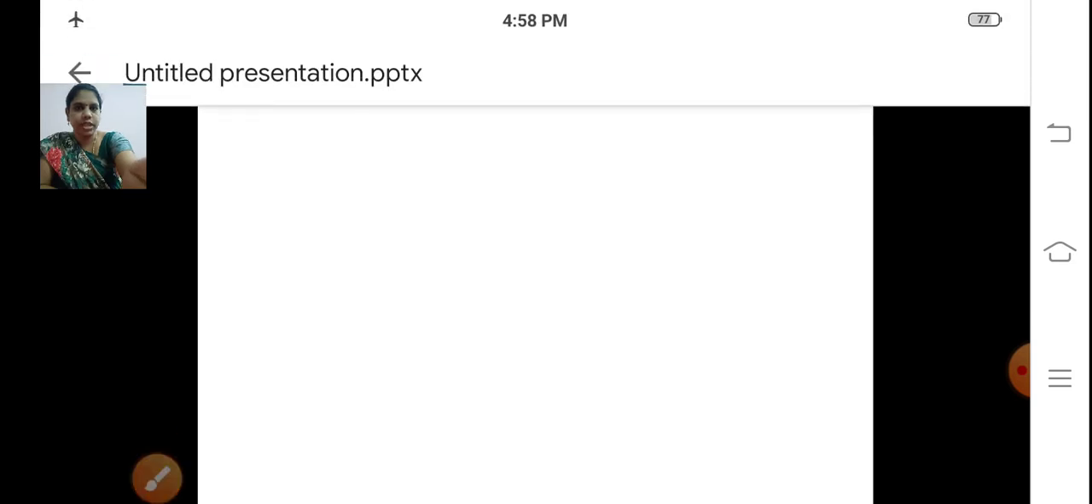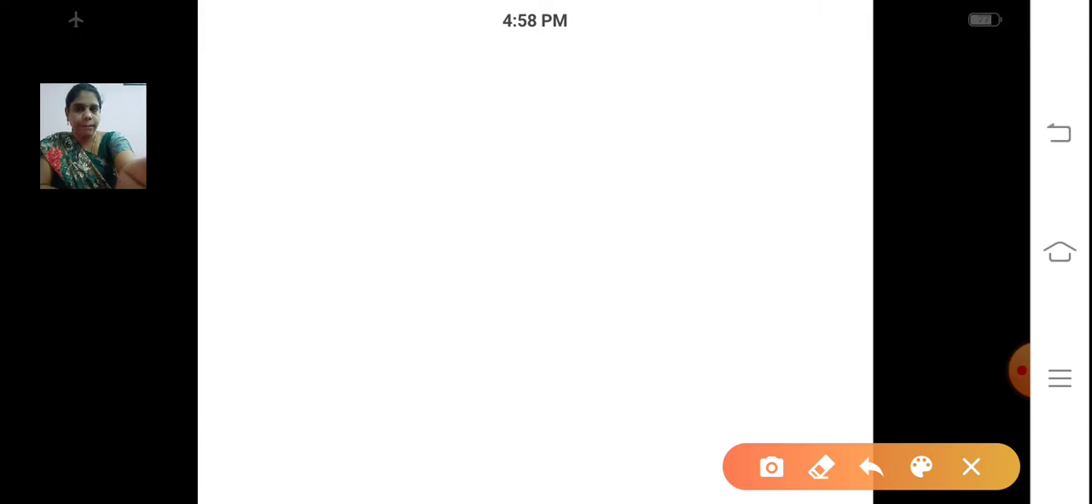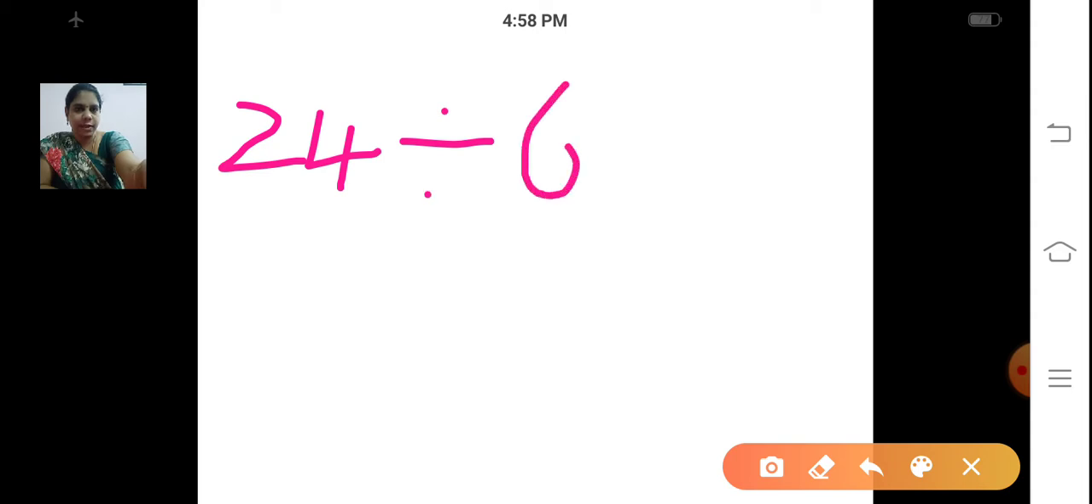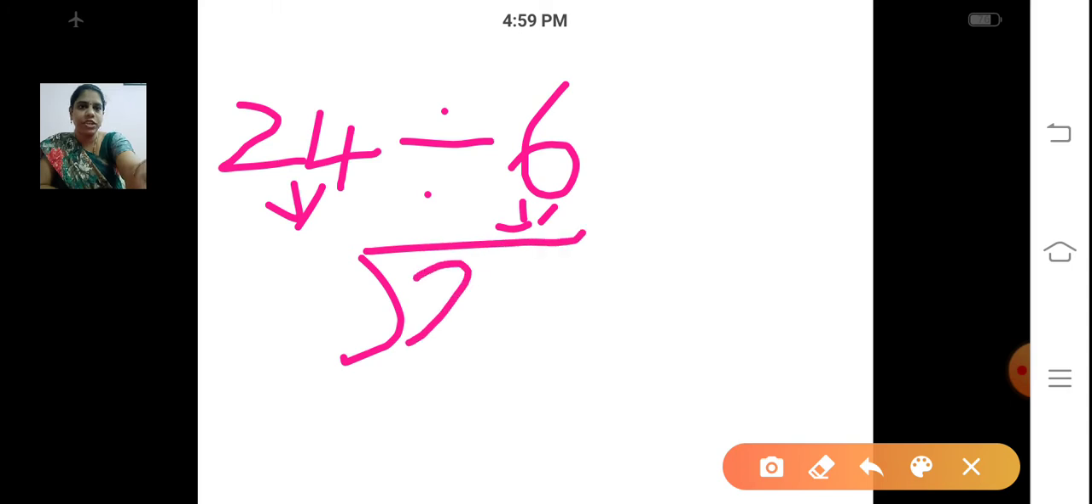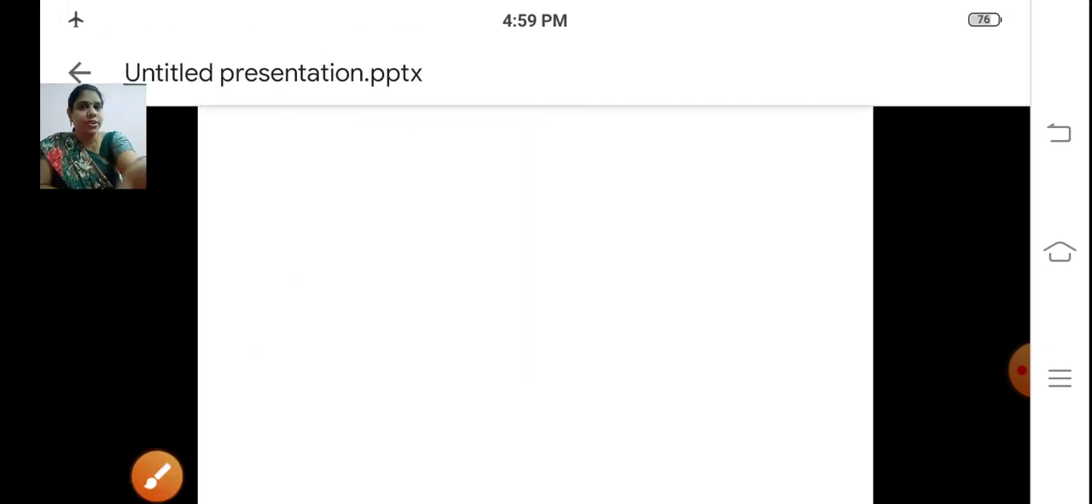24. Shall we take 24 now? So now we'll take one number 24 that we will divide by 6. Now here tell me which one is the dividend? 24 is the dividend and 6 is the divisor. So we are going to divide 24 by which number? 6. So 6 is the divisor. 24 is the dividend.